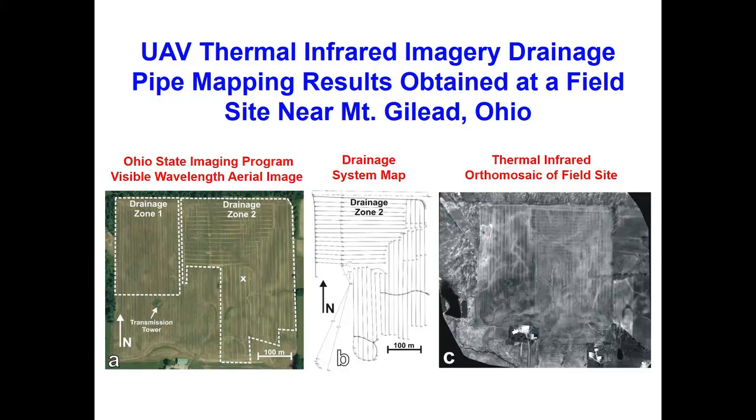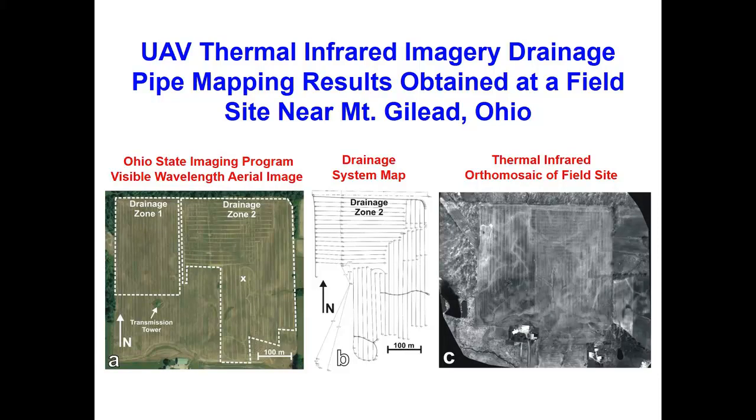Drainage zone 1, probably installed back in the 1980s, is just some north-south drain pipes going through that area. And then a more complex system, this drainage zone 2, that was installed back probably about 2006. And you can even see in the Google Earth image, you have east-west and north-south pipes confirmed by the actual drainage system map.